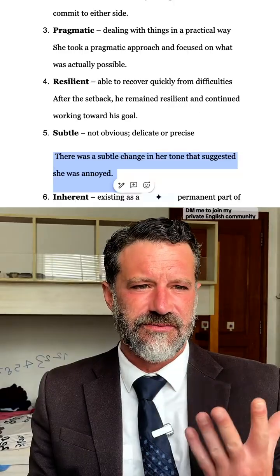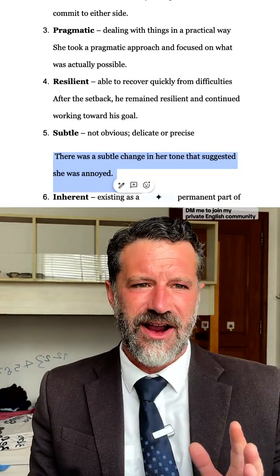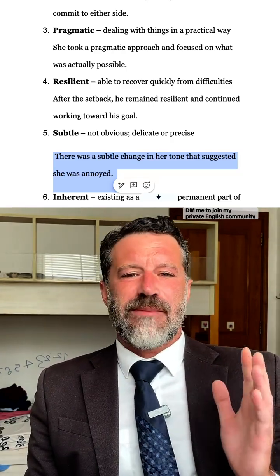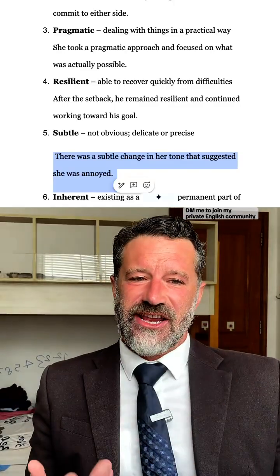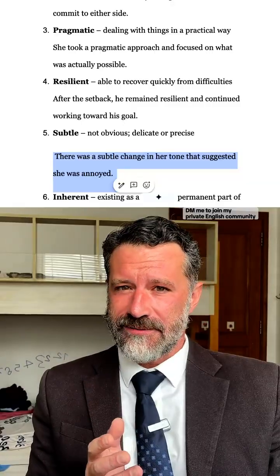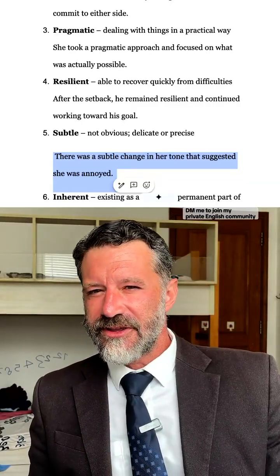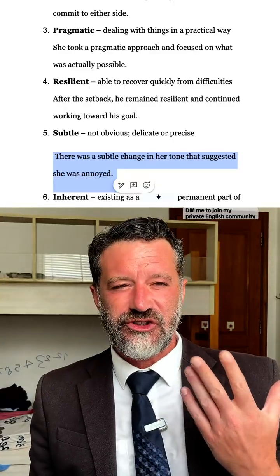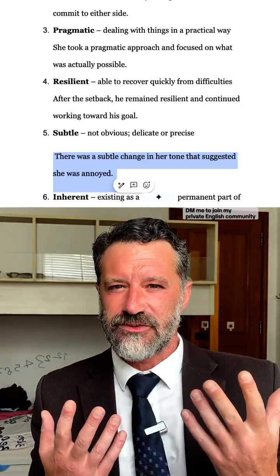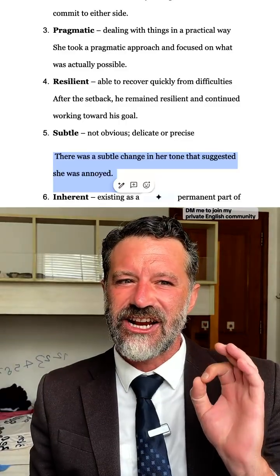There was Lom Chun's here. Hi, Lom Chun. Follow along with the example sentence. There was a subtle change in her tone that suggested she was annoyed. Right, so the change in the way that she speaks was very difficult to notice, right? It was not a big change. It was a very tiny change. It was a very subtle change.